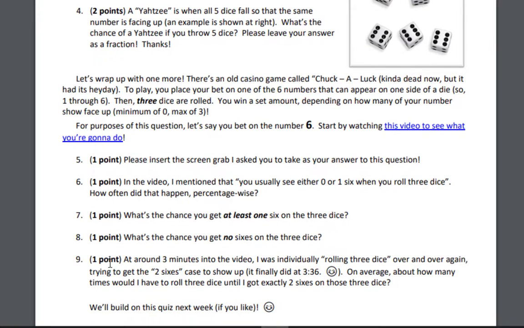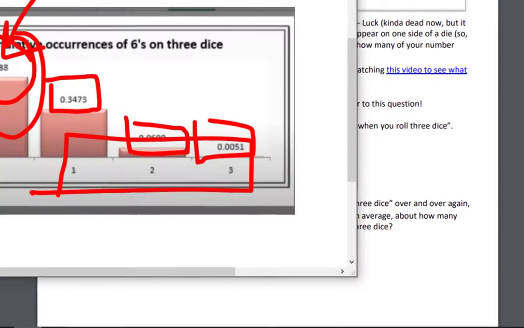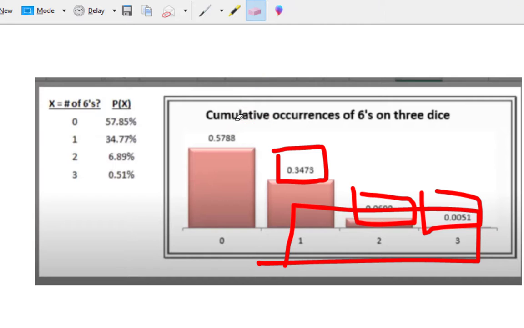All right, back to the quiz. Around 3 minutes into the video, I was individually rolling, trying to get 2 6s, and it finally did. On average, about how many times would I have to roll 3 dice? Okay. So this is actually not a statistics question. It's an arithmetic question. So let me erase some of this stuff.